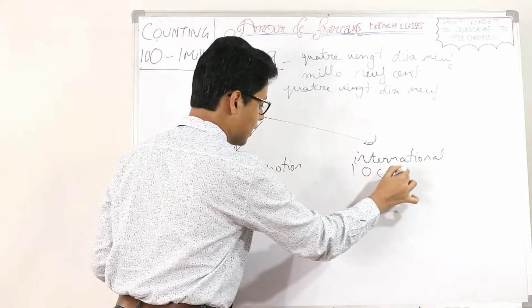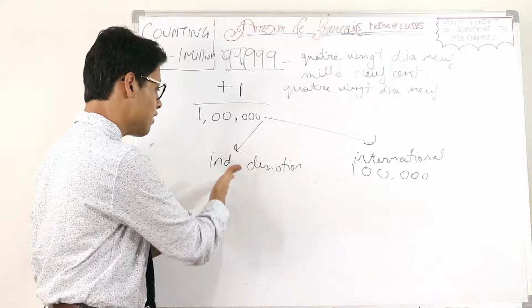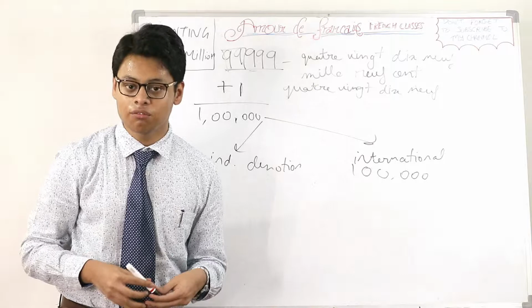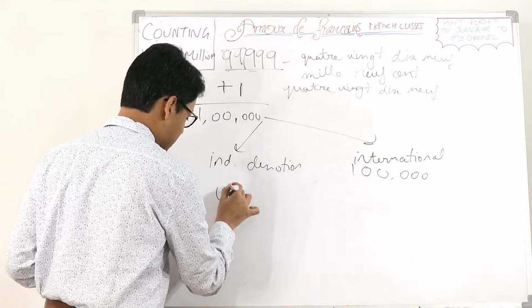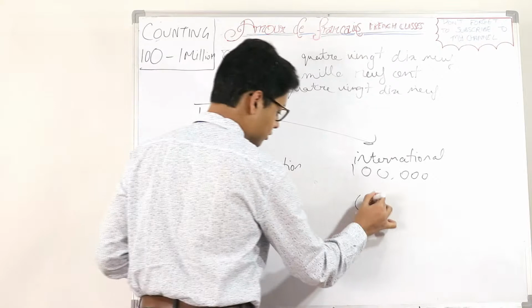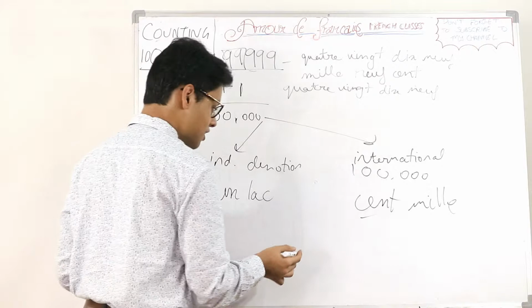Since we are calling them differently, one we are saying 1 lakh, the other 100,000, of course in French also they would be called in a different manner. Lakh in French will be lakh, and international, cent mille.